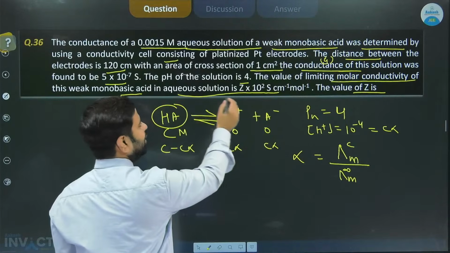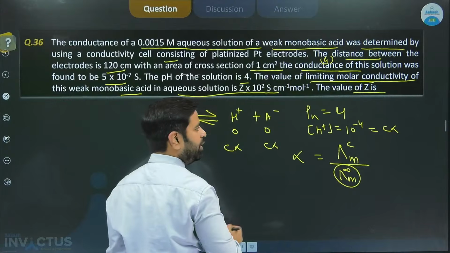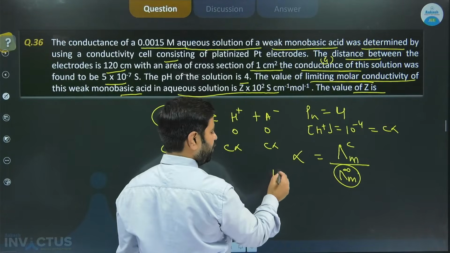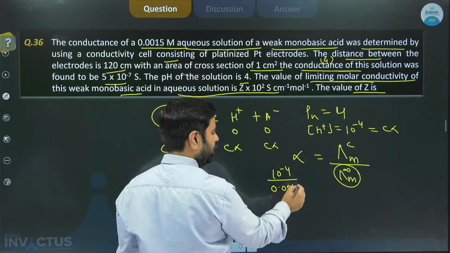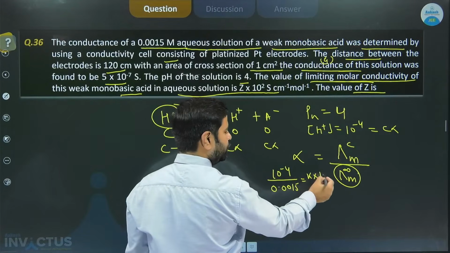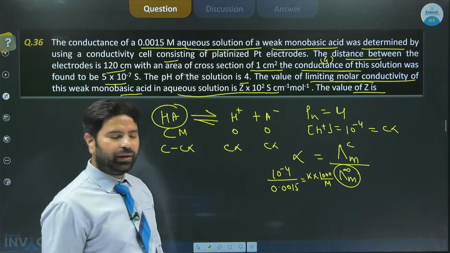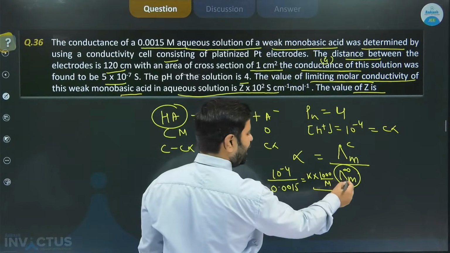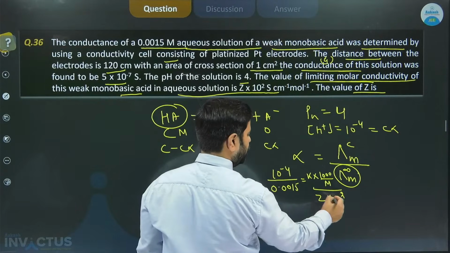This is the limiting value of the molar conductivity. From here you can see alpha is 10 raised to power minus 4 divided by C. And what is C? 0.0015. And what is lambda m? That is K into 1000 by m. And what is K? This is the conductivity. And lambda m infinity is given as Z into 10 raised to power 2.